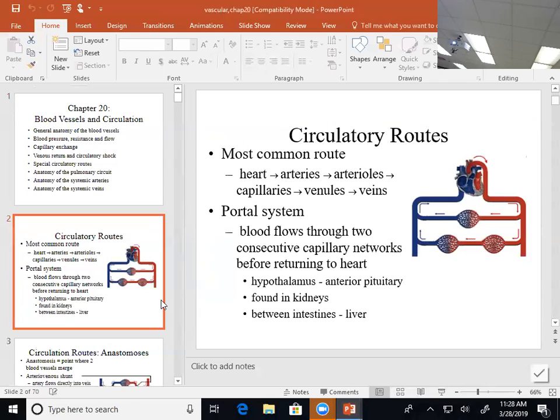And not all vessels are created equal, which hopefully you'll see in a second. But the heart, the pump itself, pumping blood out directly to arteries.